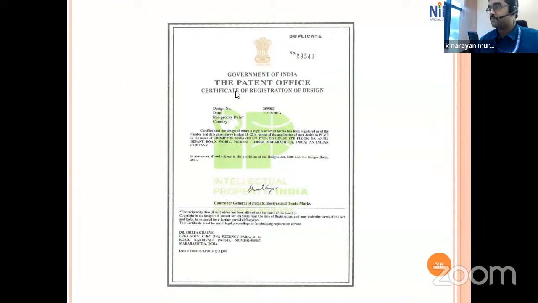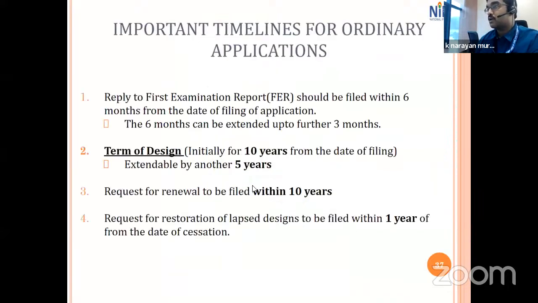This is a certificate you get after your design is registered. This is known as the Certificate of Registration of Design. It is signed by the Controller General of Patents, Designs and Trademarks. This is white in color, and similarly, the certificate for a patent is blue in color. It is signed by the IAS officer who was heading this department at that time, Chaitanya Prasad sir, the Controller General of Patents, Designs and Trademarks. Just like you have FER in patent, similarly you have FER in design.